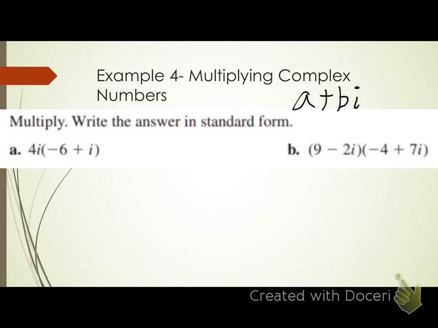I've got 9 minus 2i times negative 4 plus 7i. Any ideas on what we need to do here? Letter B, 9 minus 2i times negative 4 plus 7i. How am I going to multiply these? Well, I need to do something before I can combine any like terms.